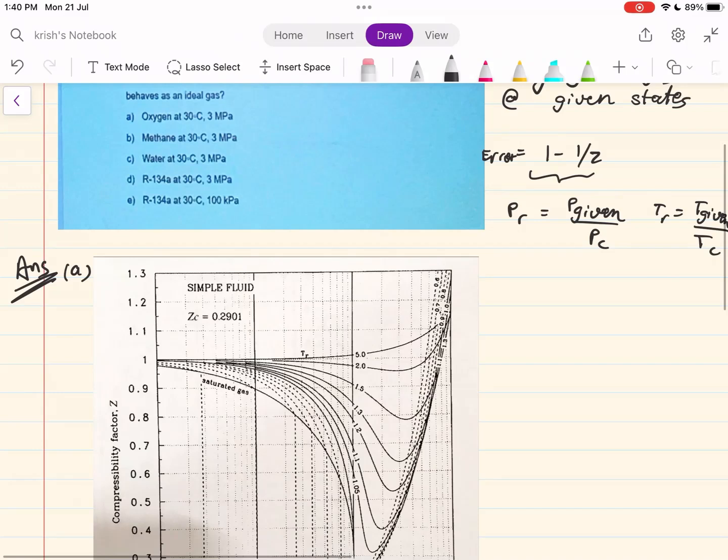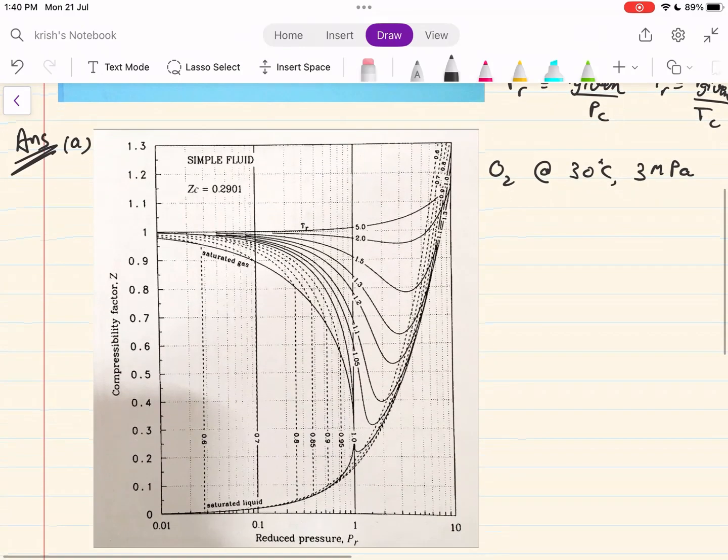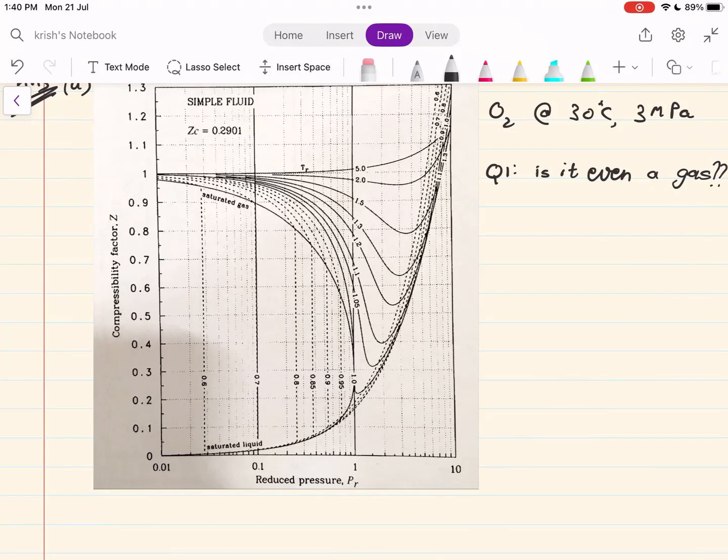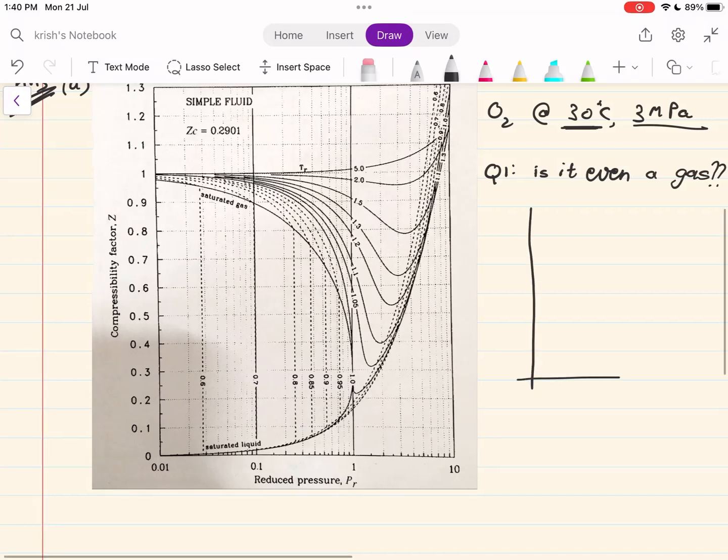We have O2 at 30 degrees Celsius and 3 megapascals. So our question 1, is it even a gas at this state? It could be liquefied also, it could be anything, right? So basically, first we want to verify if it is a gas or not, or if it is a superheated vapor or not, right? As we have been given pressure and temperature, we have to use P crit and T crit, and this graph. Again, this graph has come into play.